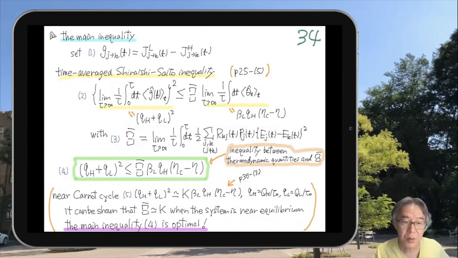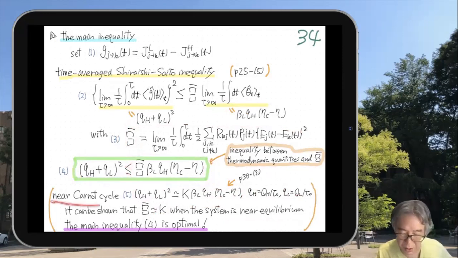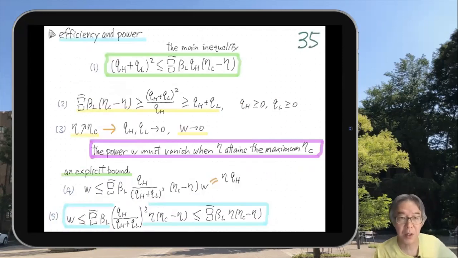Okay, so what does it mean? This means that our inequality becomes exact, or saturated, for near Carnot cycle near equilibrium. And this means that our inequality is optimal. You can never improve this. Now we can discuss the consequence of this inequality about efficiency and power.